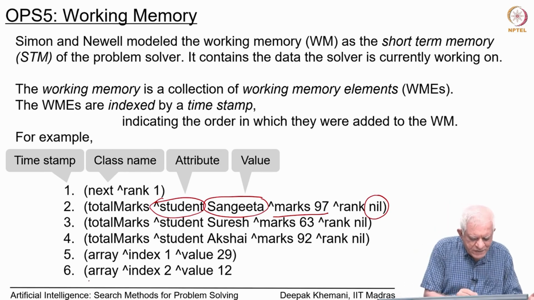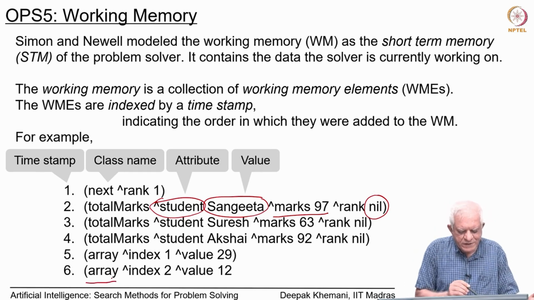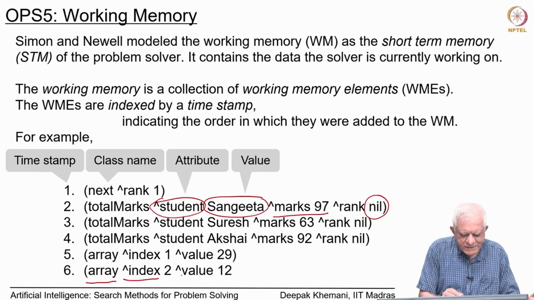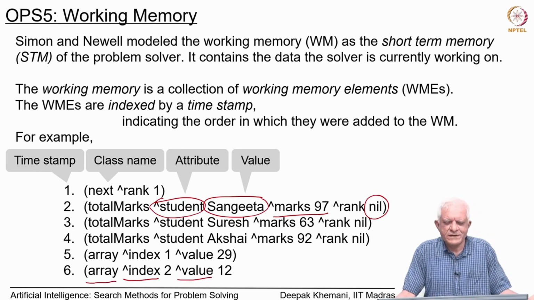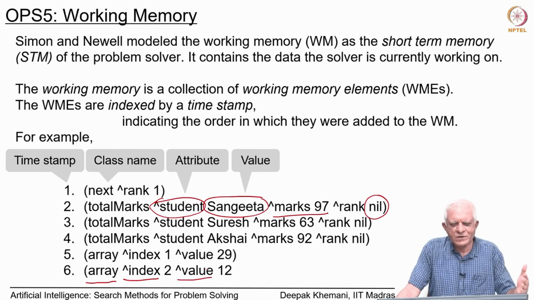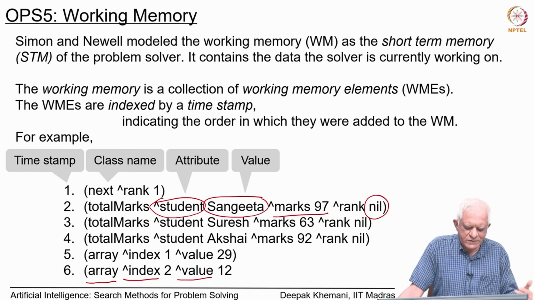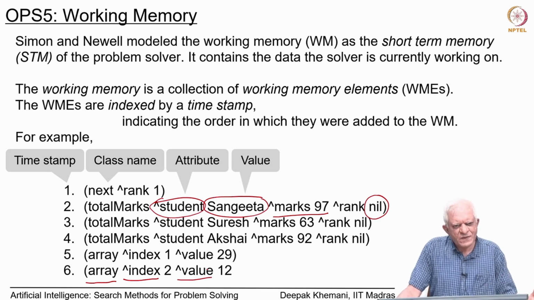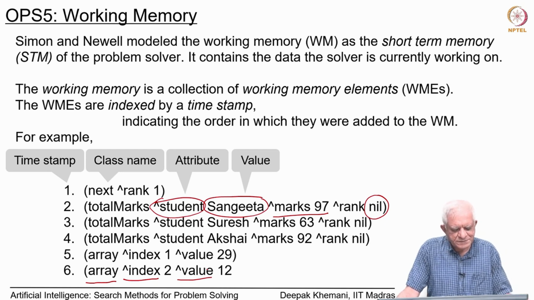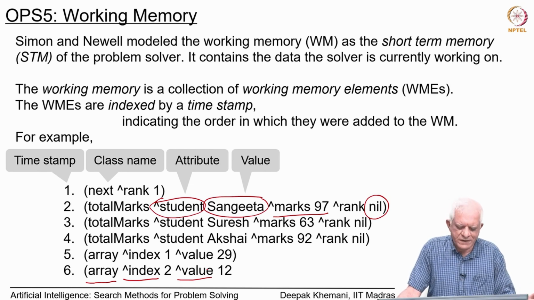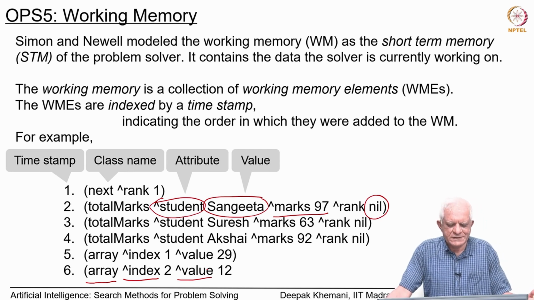Here is another example where there is a class called array. It has an attribute called index and an attribute called value essentially. So, you can think of an array. Of course, when we talk about arrays, we say that it is a 2-dimensional array or a 1-dimensional array and so on. So, this represents a 1-dimensional array, which has an index and which has a value stored in it essentially. But the array is stored in a kind of distributed fashion inside the working memory. Each row has a separate record in it essentially.